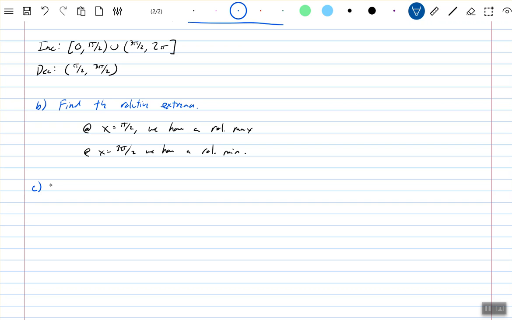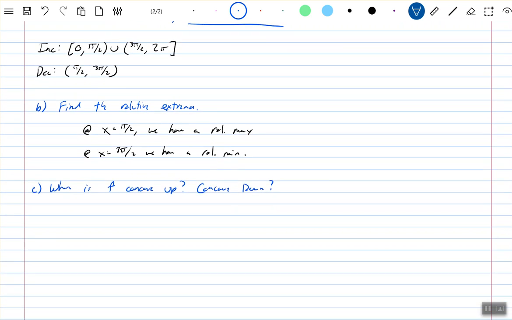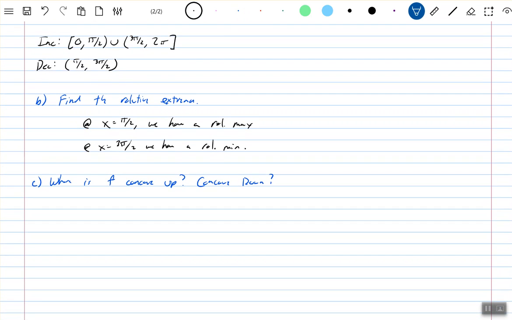This asks us to find where f is concave up and concave down. Well, how do we find concavity? To find concavity, we need the second derivative. And we know f prime of x is equal to pi cosine of x. So that tells us f double prime of x is equal to negative pi sine of x. And we want to set that equal to 0.